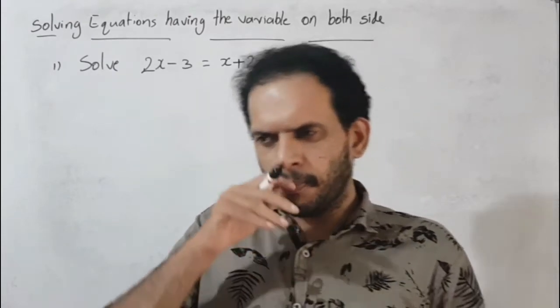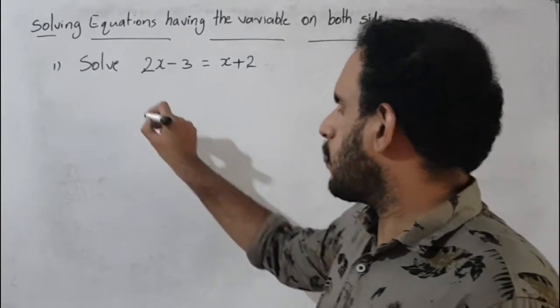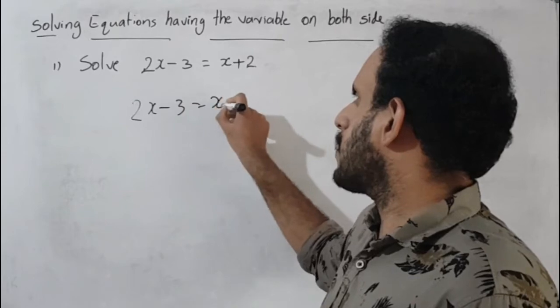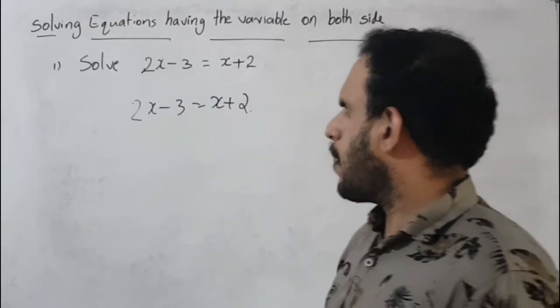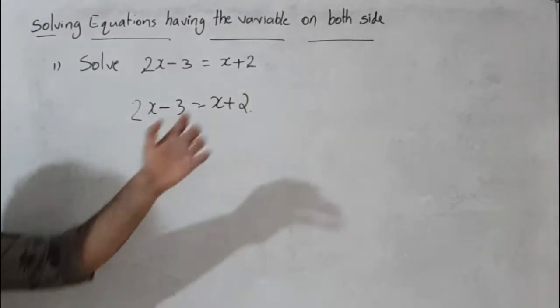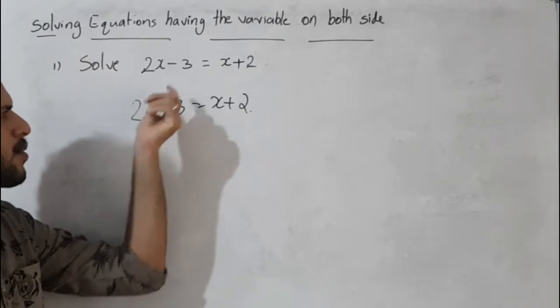So here we need to transpose: 2x minus 3 is equal to x plus 2. We start like this: 2x minus 3 is equal to x plus 2. Then what is the change? Next we need to transpose x. We take all the x on one side and the numbers on the other side.